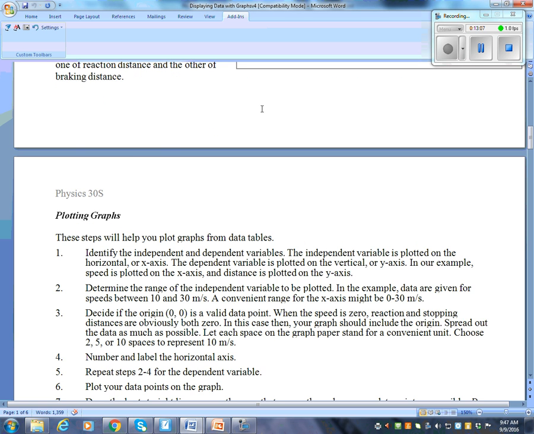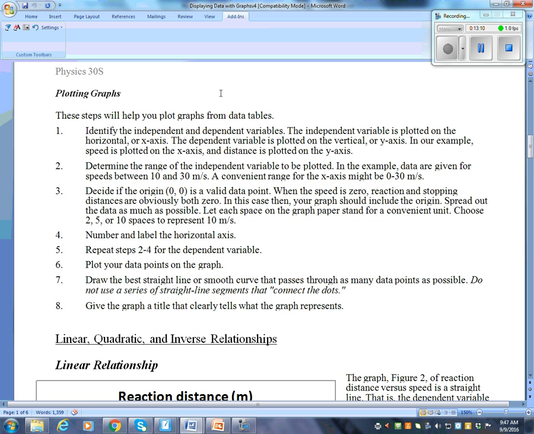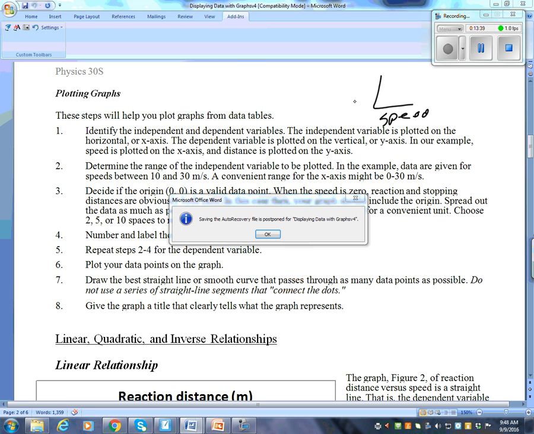Okay, so here are the steps for plotting graphs. I realize you know all this, or I'm hoping you do. Again, this is just kind of review. So these steps will help you plot graphs and data tables. Identify the independent and dependent variables. In other words, which goes on the x and which goes on the y. The independent variable is plotted on the horizontal or x-axis, and the dependent variable is plotted on the y-axis. Right? In our example, speed is plotted on the x, and distance is plotted on the y.